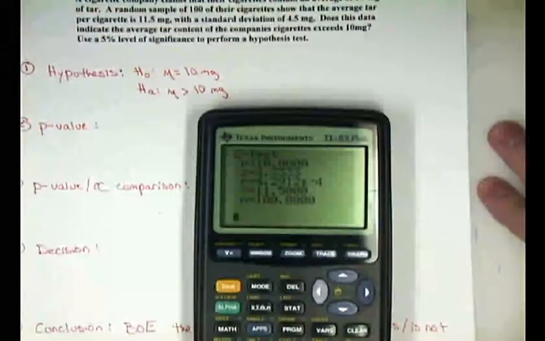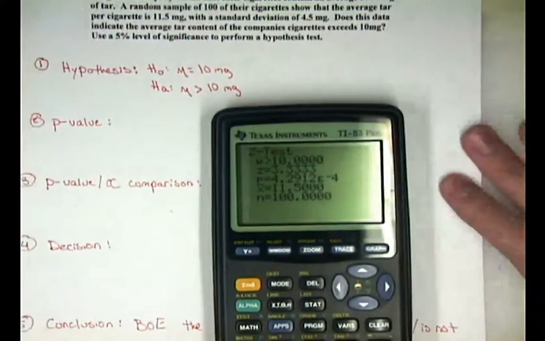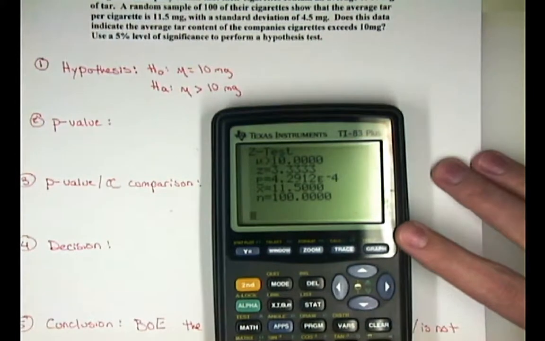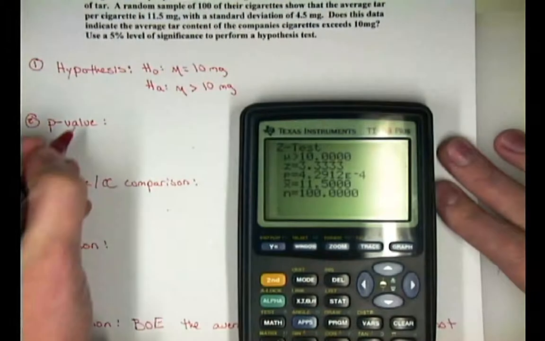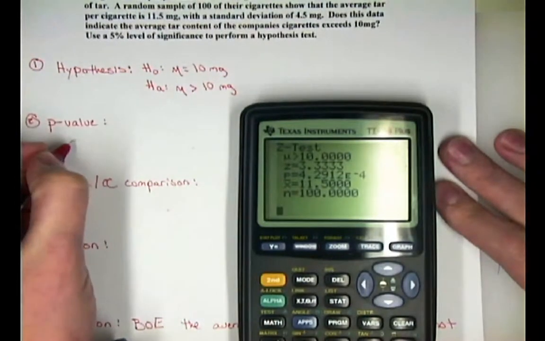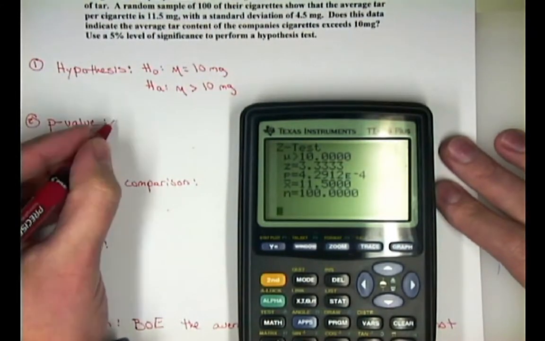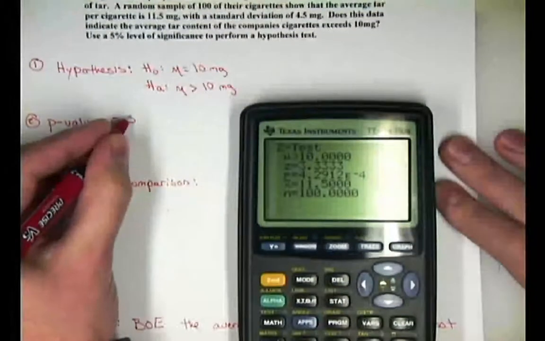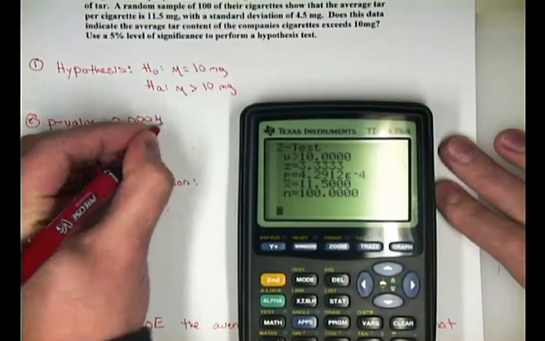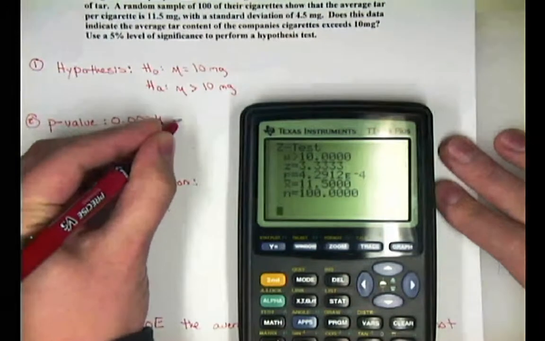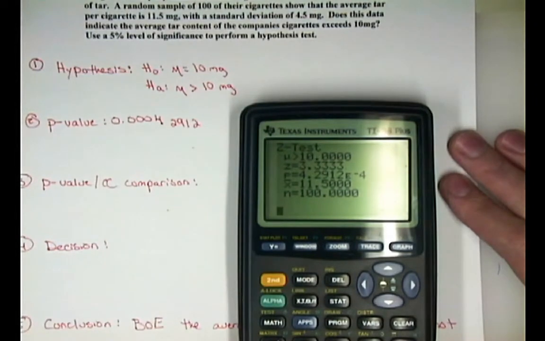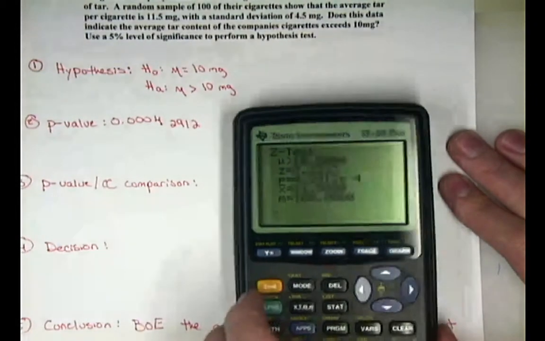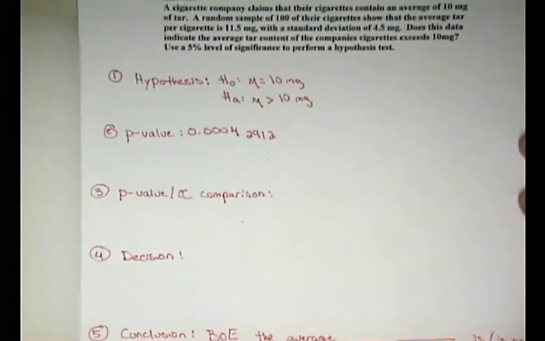Instantly, the calculator will give you the z, which is your test statistic, and the p-value associated with that test statistic. It's giving me scientific notation, so I'm going to convert it out of scientific notation. 0.1234 2912. That is the p-value that it's telling me if I take it out of scientific notation. I'm done with my calculator now. I can put that away.